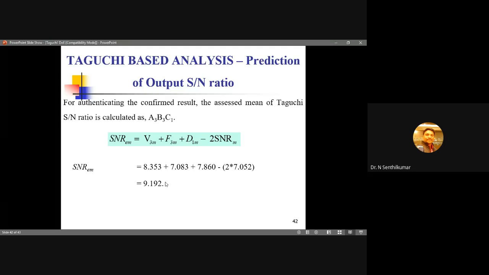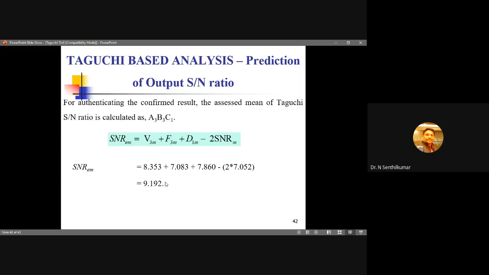Tell me, sir. Yes, sir. So we have to take higher levels for maximum problems, right? For minimum problems also, we have to take the SN ratio maximum. Because in signal to noise, the strength will be higher when the noise is lower. Yes, sir. Whether it is a maximization or minimization problem, we have to take only the maximum SN ratio. Okay, sir. Thank you very much, sir.